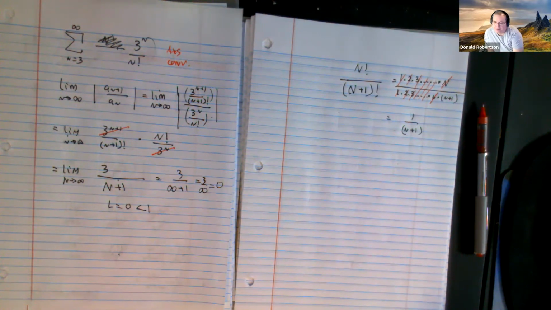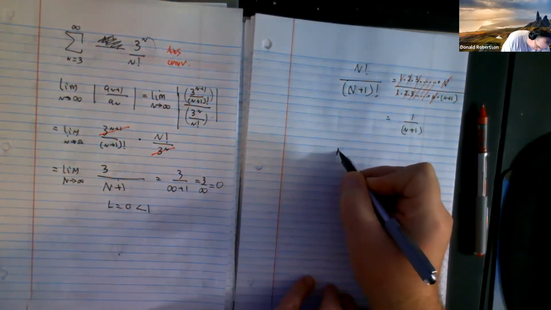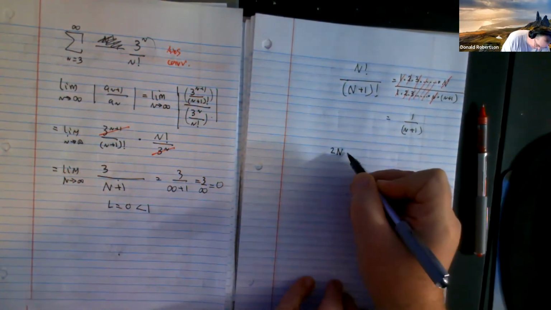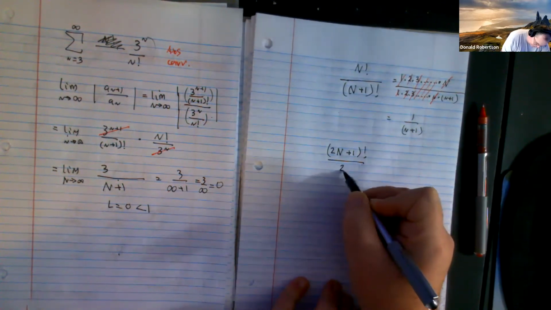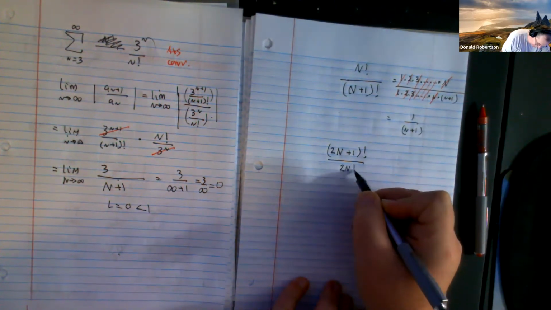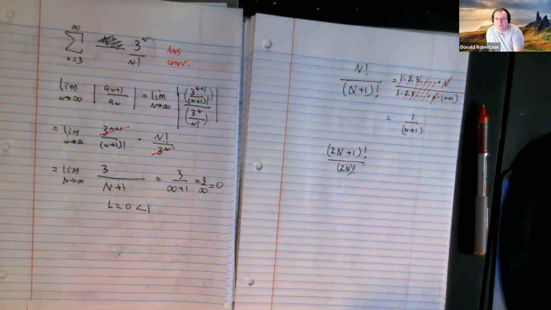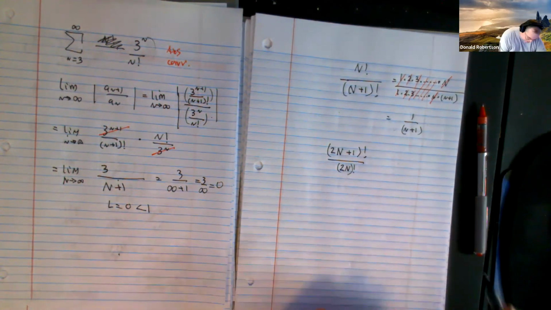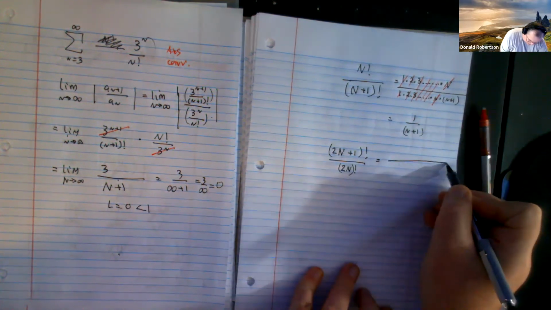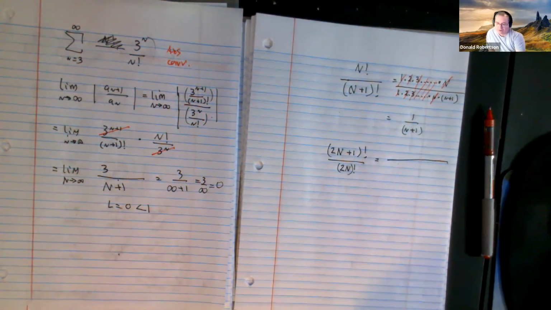Are we comfortable with the limit is 0 and anything less than 1 is convergent? The next one I'm going to do will diverge. But before I do that, suppose that I had 2n plus 1 factorial on the top, and I had 2n factorial on the bottom. We need to see what they end up doing when they cancel.